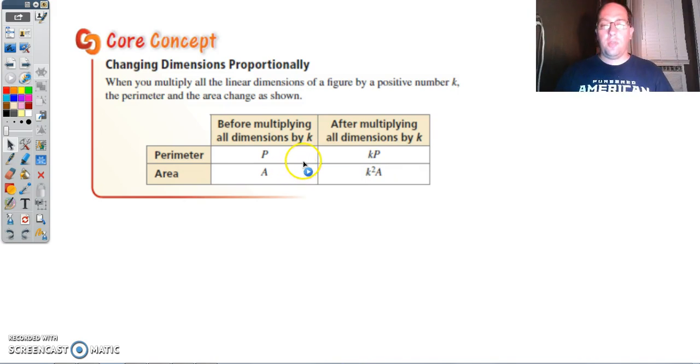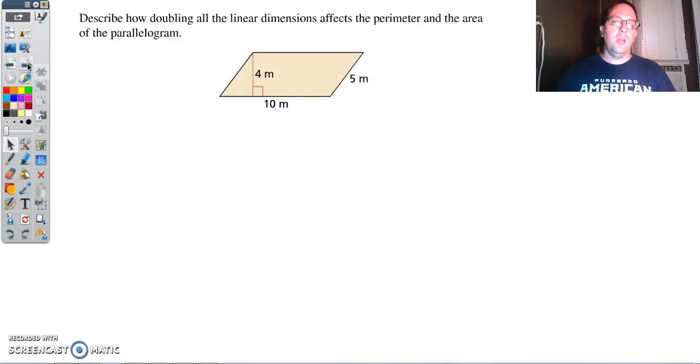All right, notice the important thing here is you have to multiply all the linear dimensions, both the length and the width, by that same k. If you multiply them by different things, stuff doesn't work like this. It's no good. You got to work it out by hand, the long way. So here we go. Let's take a look at this. We are going to double all the linear dimensions. We're going to double the height. We're going to double the base. We're going to double the other side here.